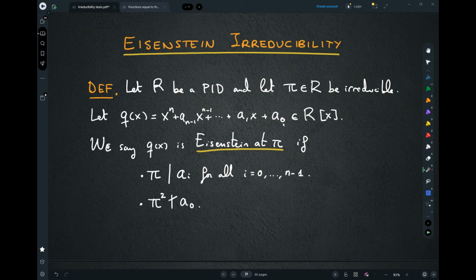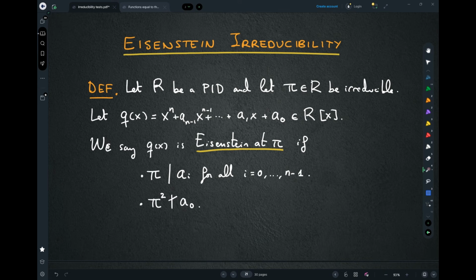So a new method that we're going to use is the Eisenstein irreducibility criterion. This is how it works. It works for what we call Eisenstein polynomials, so let me first define what an Eisenstein polynomial is. Let R be a PID, and let pi be an irreducible element of my ring R. Take a monic polynomial Q in the ring R, then we say Q is Eisenstein at pi if pi divides every coefficient, not the leading one, but every other coefficient a_i of the polynomial, but a_0 is not divisible by pi squared.